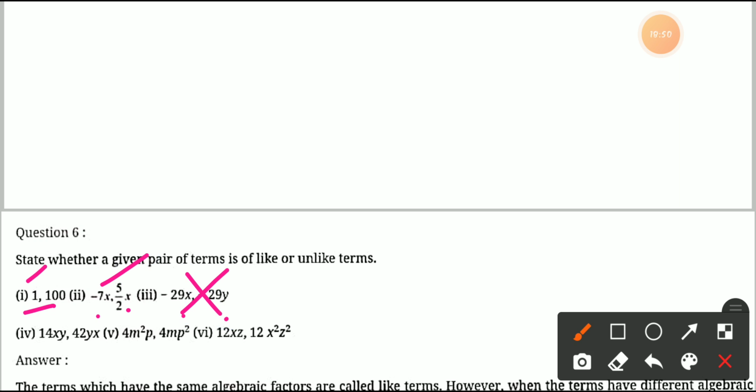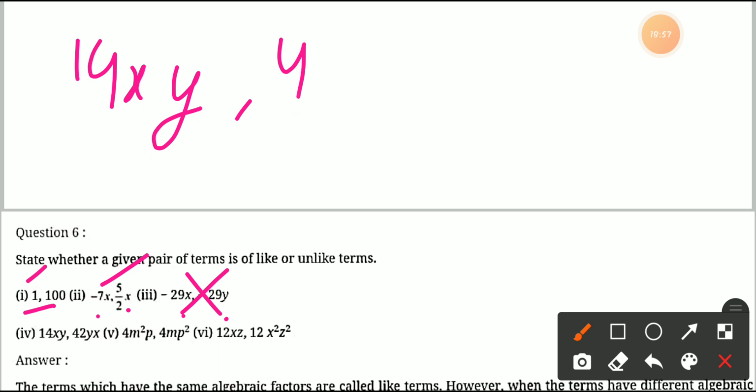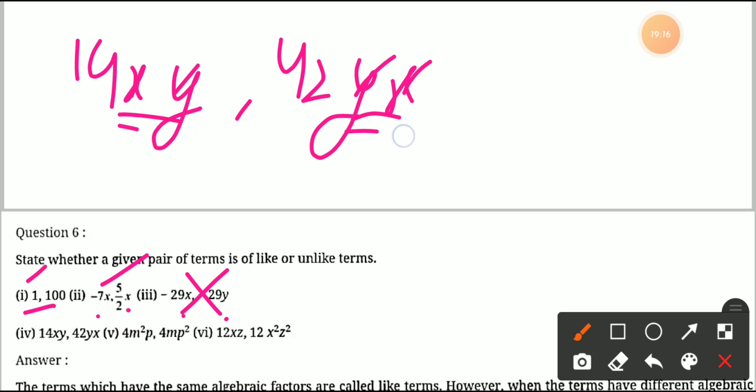Now let's see about the fourth. 14xy and here 42yx. This is xy and this is yx. Are they like? Yes or no? Let's see. It contains 1x, it also contains 1x. It contains 1y, it also contains 1y. So both have the same variables with the same exponents. So they are also like terms. Now let's see about the fifth one.